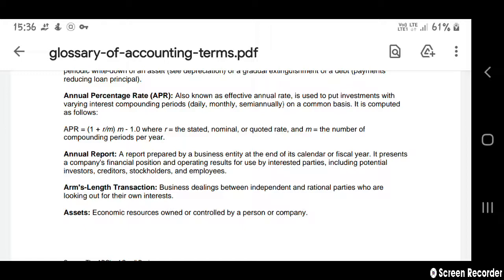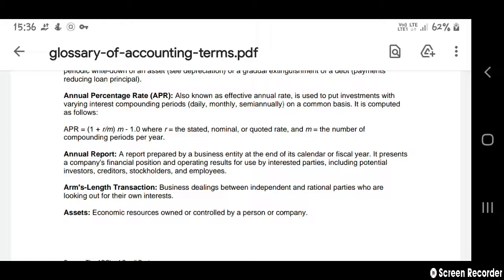Annual report. A report prepared by the business entity at the end of its calendar or fiscal year. It presents the company's financial position and operating results for use by interested parties, including potential investors, creditors, stakeholders and employees.